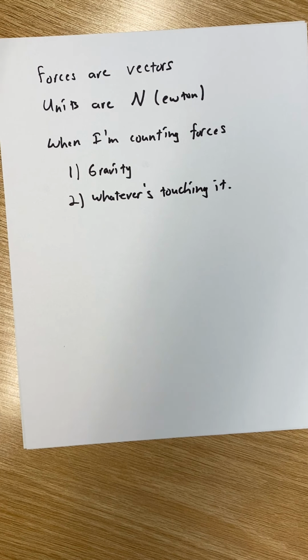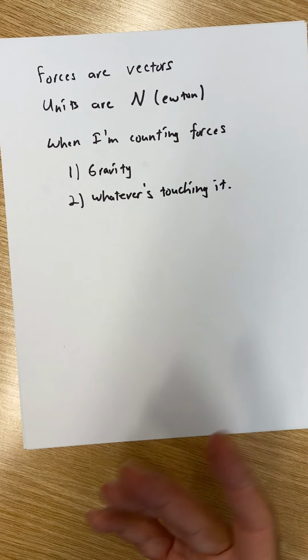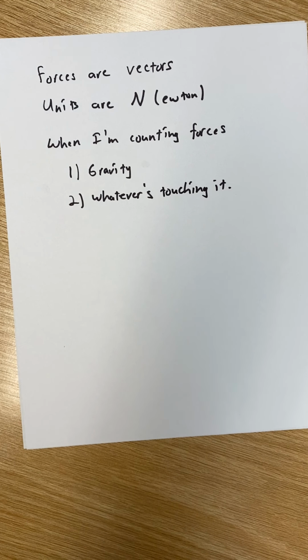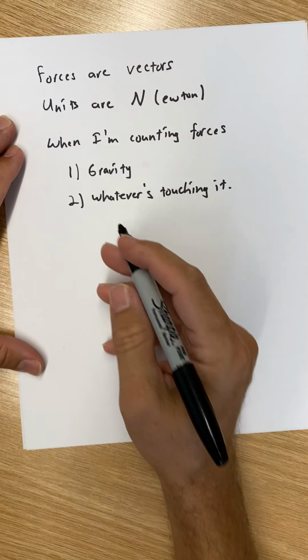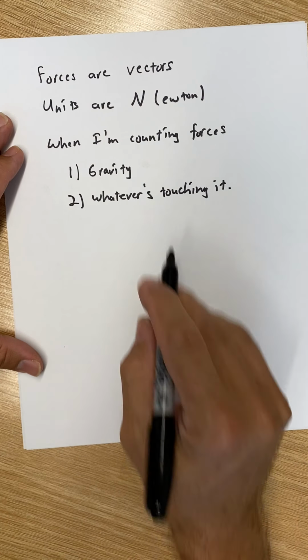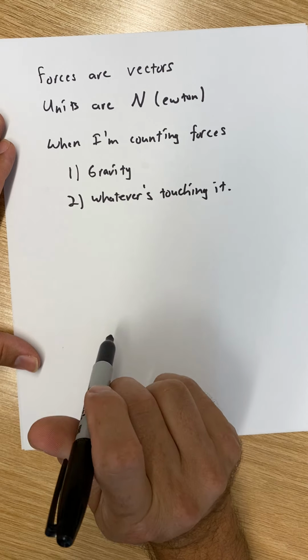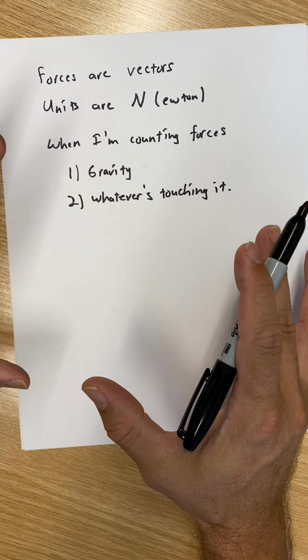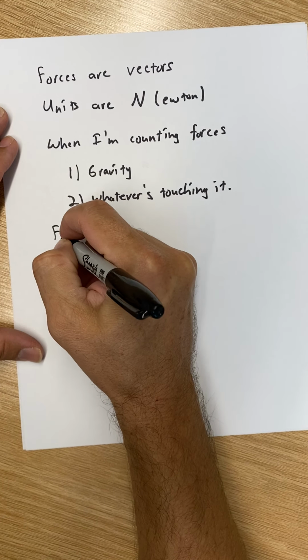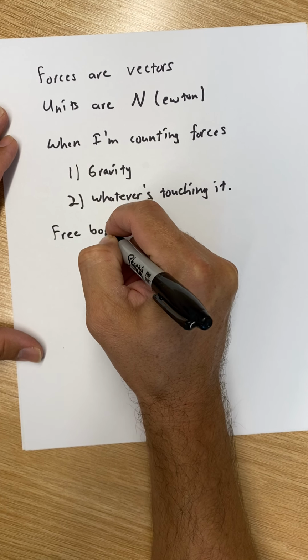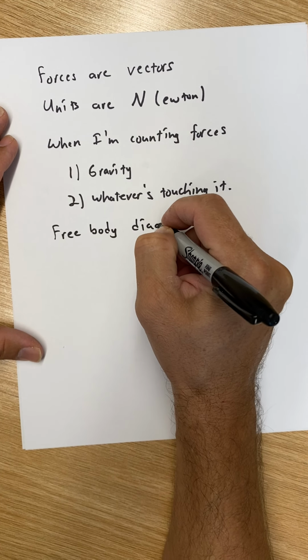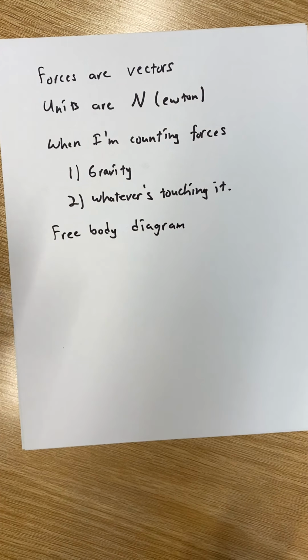But if I can just count up whatever's touching it, and the assumption then is if something is touching it, there is a force exerted from that contact. All right. So once I have determined what all the forces are acting on an object, I can summarize that information graphically with what's called a free body diagram.